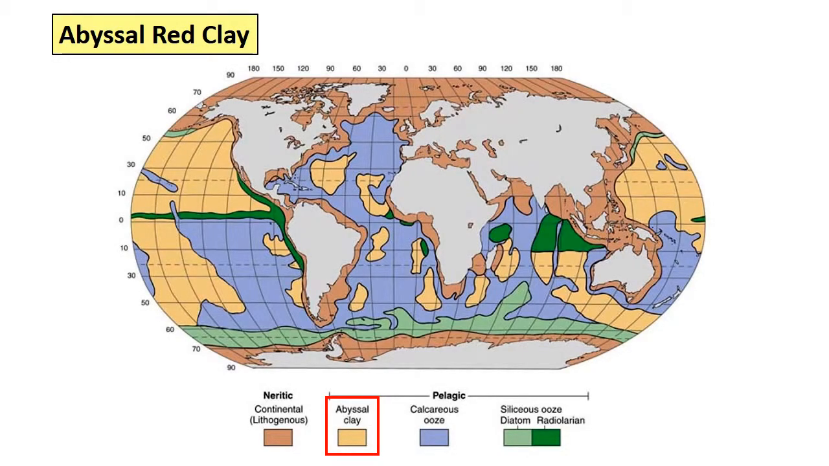So the final major type of deep sea sediment is actually not biogenic at all. It's called abyssal red clay or deep sea red clay. It dominates in regions where calcareous and siliceous sediments are absent. For example, the Pacific, especially the North Pacific, is kind of the main region you can see of abyssal clay. There are little blobs here and there, but the Pacific is really the main area of it.